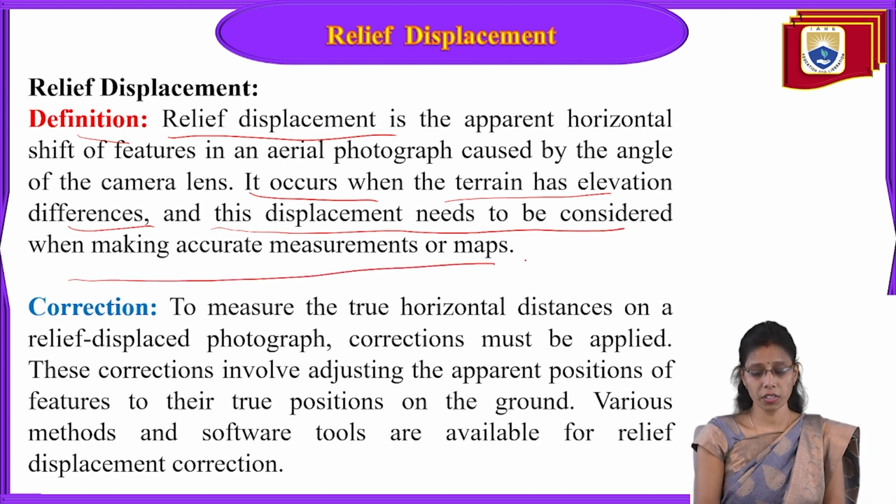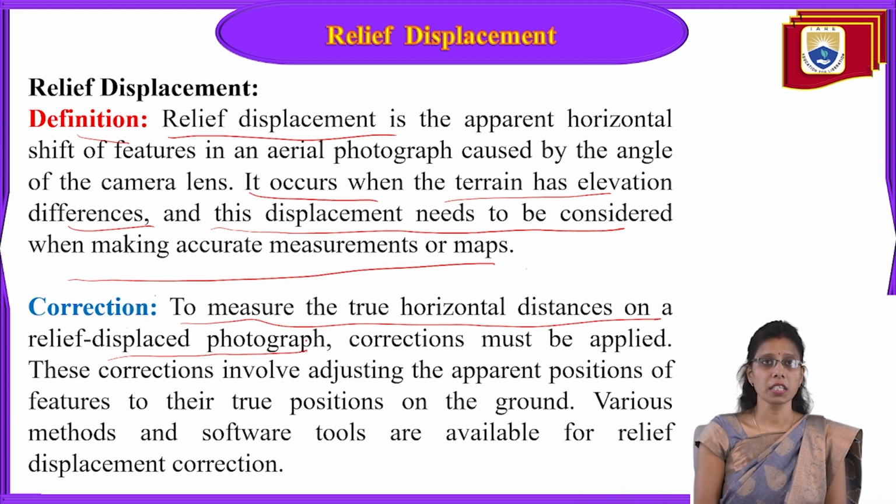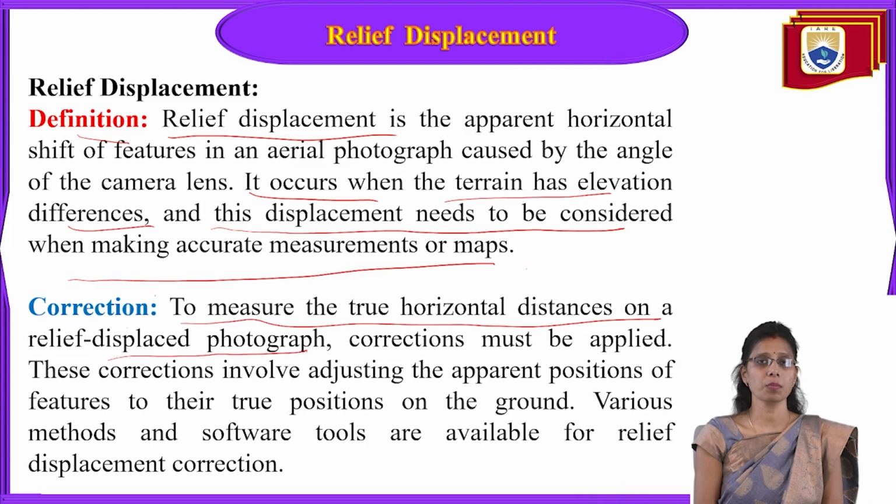Now, if you have a relief displacement, how can you correct it? To measure the true horizontal distances on a relief displaced photograph, corrections must be applied. These corrections involve adjusting the apparent positions of features to their true positions on the ground. Various methods and software tools are available for relief displacement correction. So we can use different software for the correction of the relief displacement.